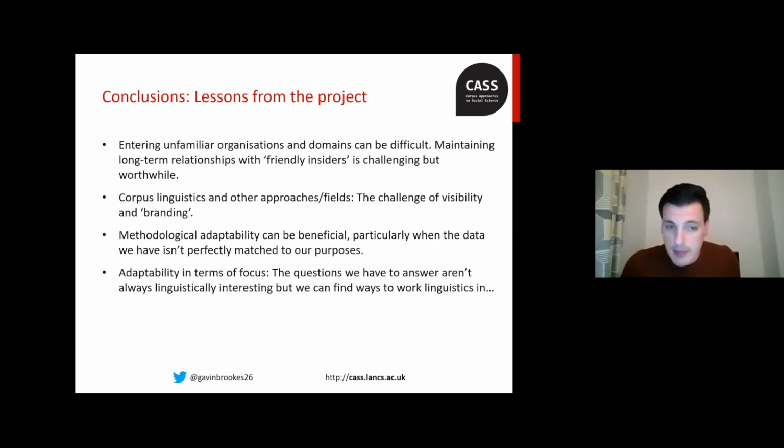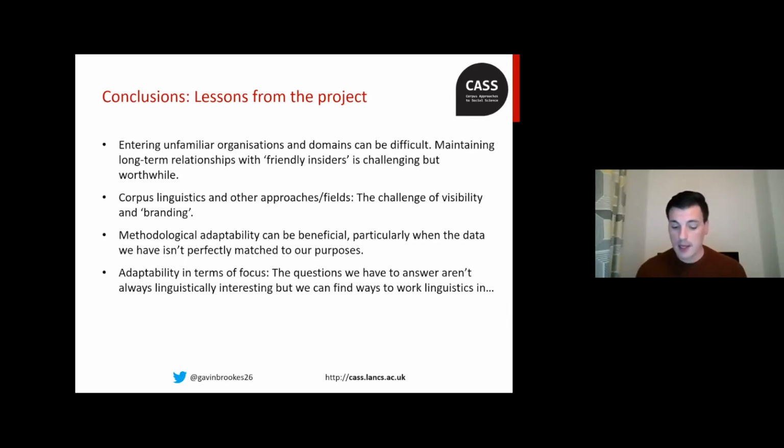In terms of adaptability of focus, we have to bear in mind that our priorities don't always align neatly with our partners or stakeholders. And so the types of questions we have to answer and the types of analysis that we end up doing aren't always particularly interesting linguistically. So for the NHS work, we ended up analysing a lot of content in terms of what it was the patients were talking about. There is, of course, value in taking a linguistic focus and looking at how things are said too, but this might have to be combined with an analysis of content and even looking through the back door sometimes, which was sort of what we did for this project.